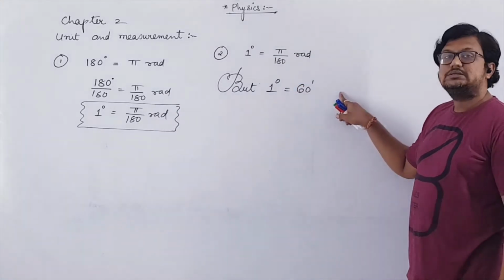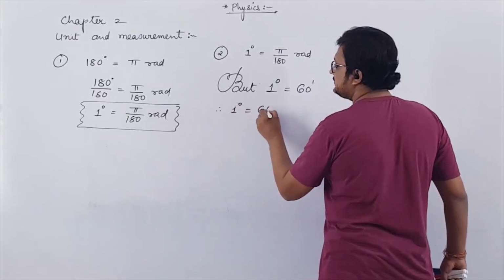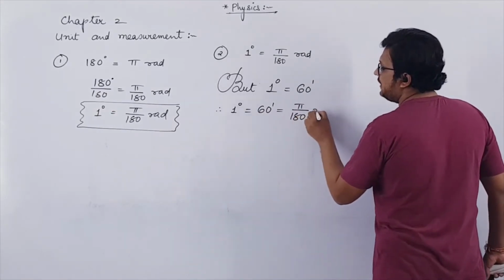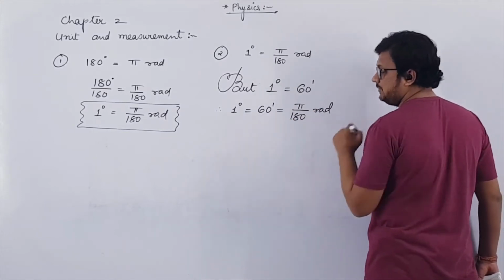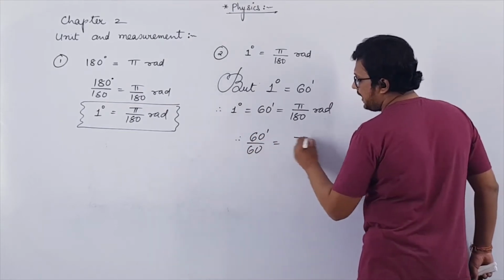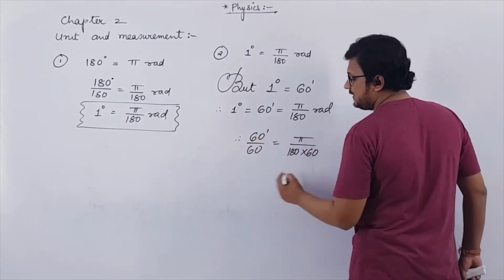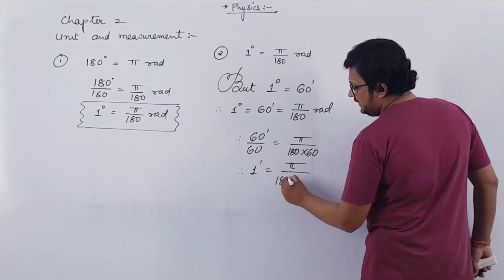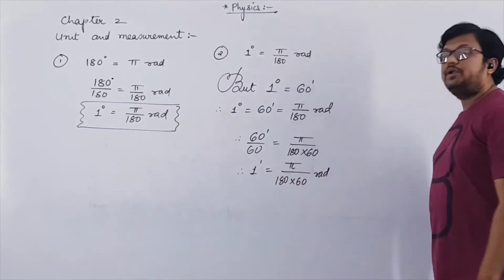1 degree is 60 minutes. So therefore you can say that 1 degree, which is equal to 60 minutes, is equal to pi by 180 radian. Now again we will divide both sides by 60 so that we can get 1 minute. So 60 minutes over 60 will be equal to pi over 180 into 60. So this 60 will get cancelled out. So we get 1 minute equal to pi by 180 into 60 radian.